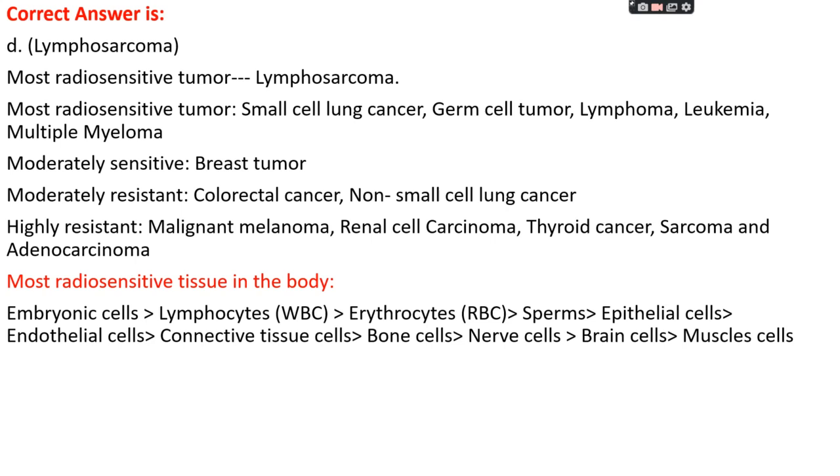If we talk about tissue, then embryonic cells are the most radiosensitive, followed by lymphocytes, erythrocytes, sperm, epithelial cells, endothelial cells, connective tissue cells, bones, nerve cells, brain cells, and muscle cells, which are the least radiosensitive tissue in the body.